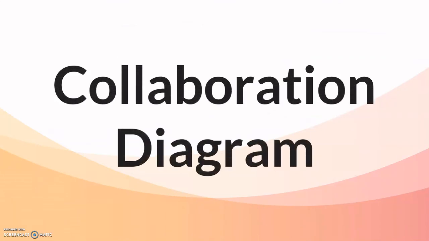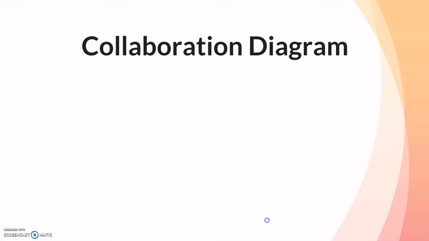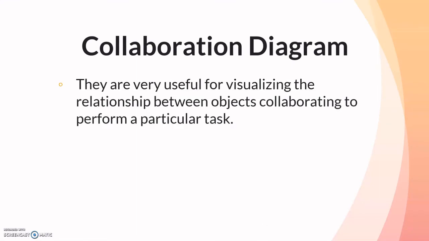Now we have the collaboration diagram, which is the second interaction diagram. Let's see what a collaboration diagram is. They are very useful for visualizing the relationship between objects collaborating to perform a particular task. It shows the object organization. I first of all said that a sequence diagram shows the time sequence and a collaboration diagram shows the structural behavior or the object organization.